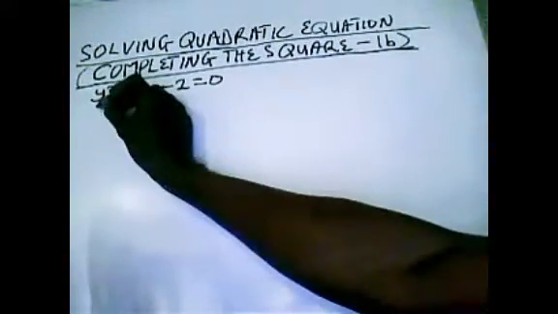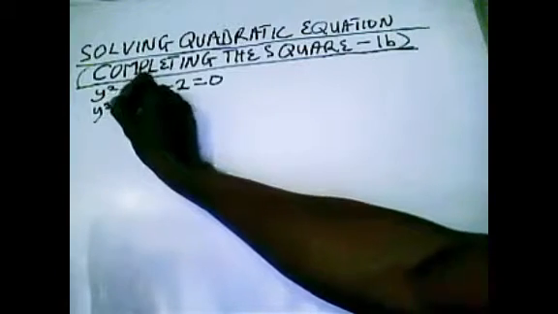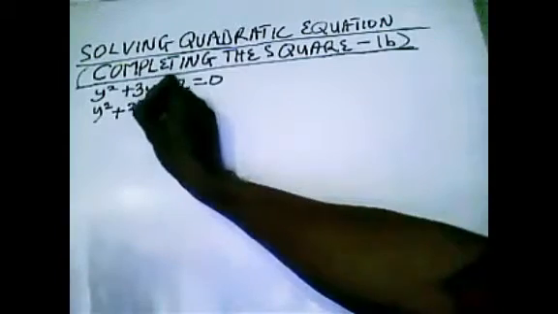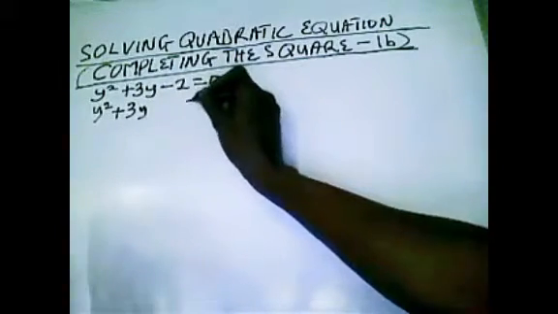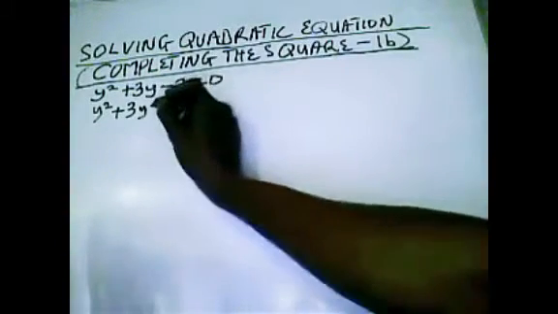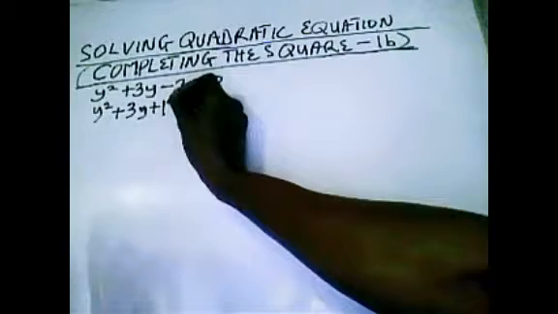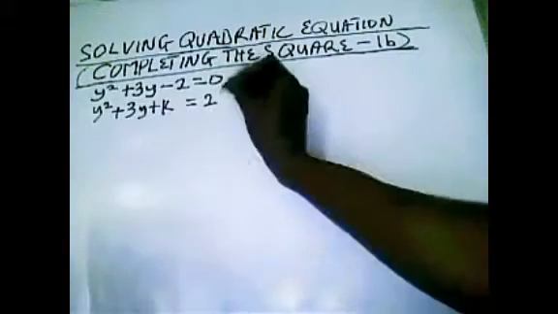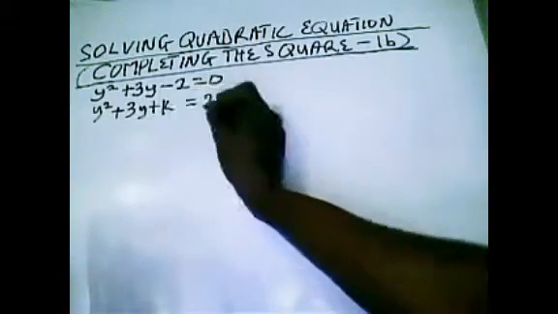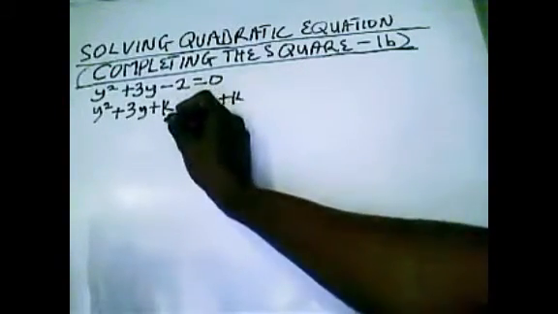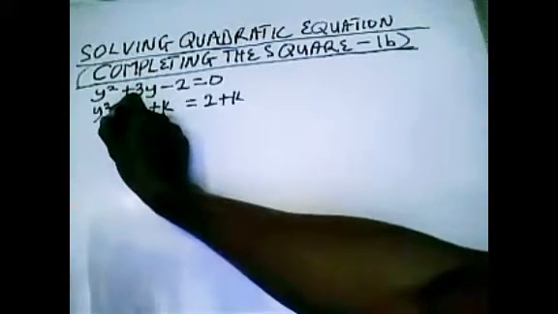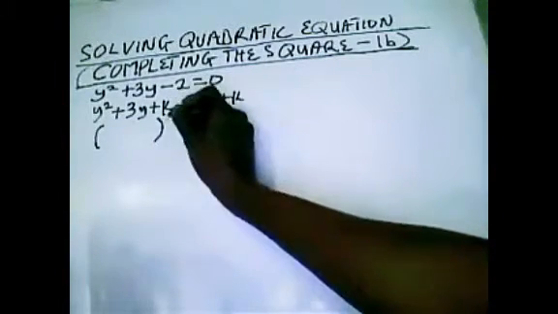Therefore, we write y squared plus 3y equals 2. Now, the next step is we are going to add a value that will complete this square and also add it to the other side because of the equals sign. So we are balancing the equation here. Anything we add to this side, we also add to this side. So the next step is we take our bracket and put our square.